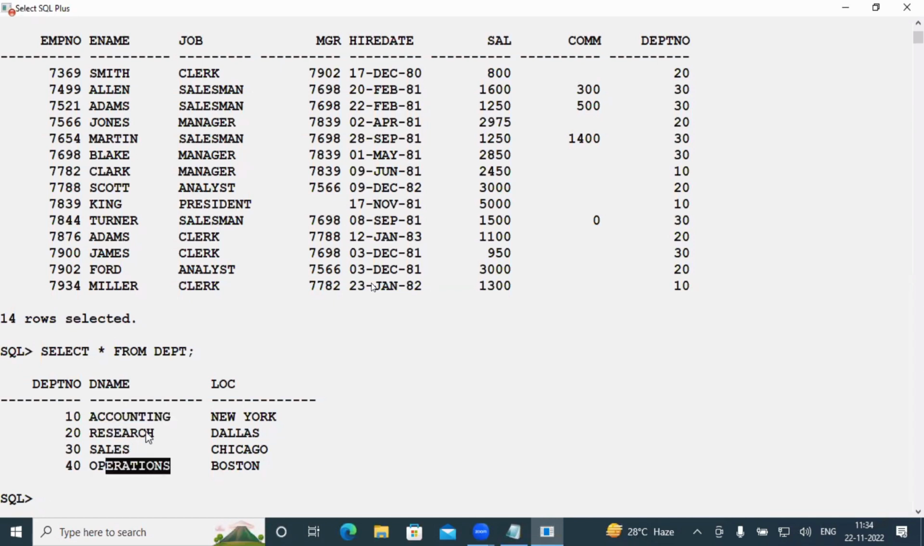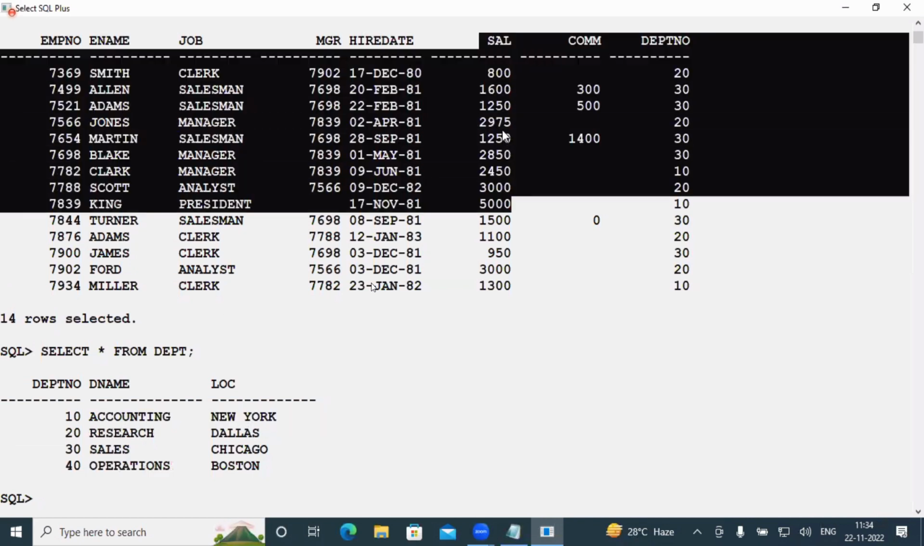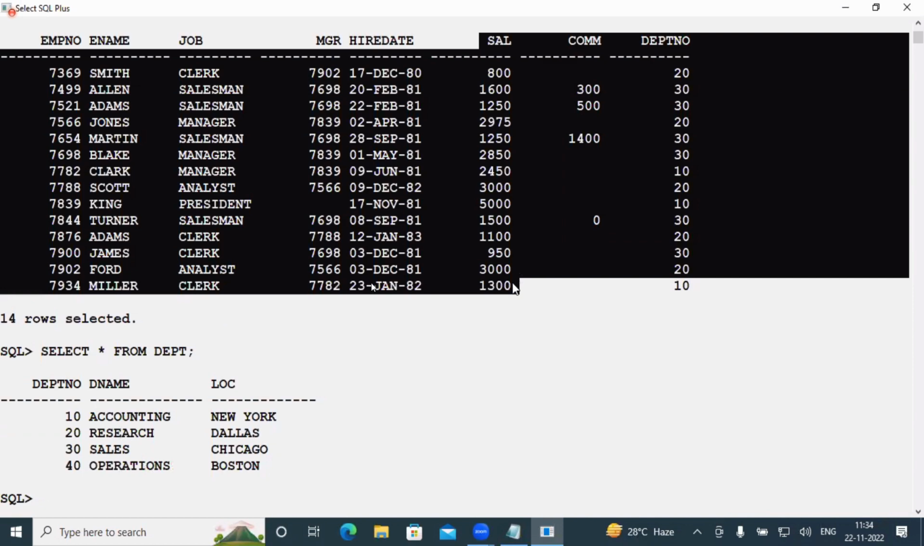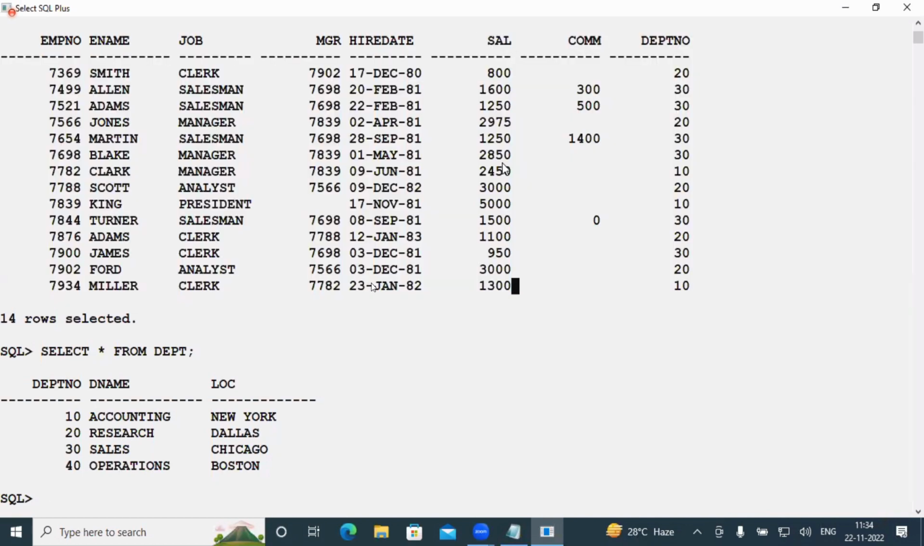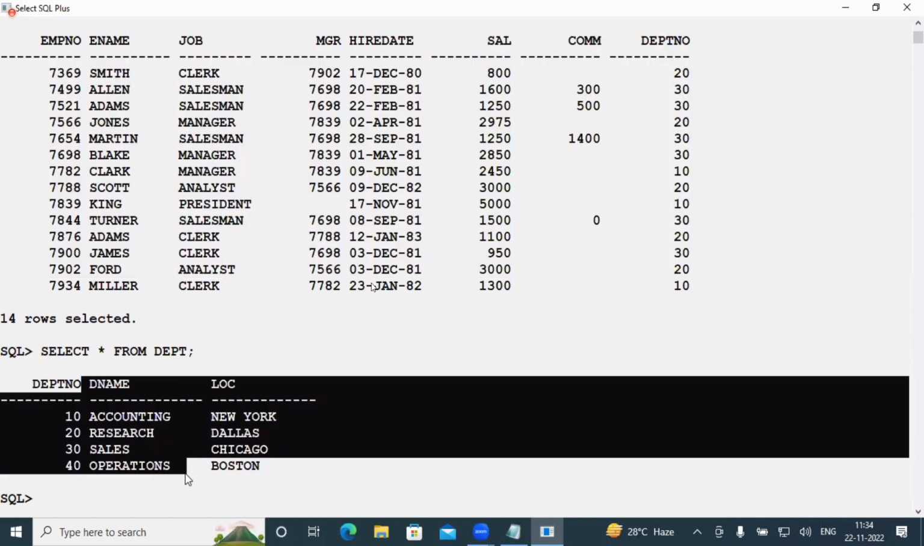So these are what we call department names. Got it? Now what we want to do, guys, based on these departments, is find out the sum of salaries. That means the salaries are in one table and the departments are in another table. Got my point now?